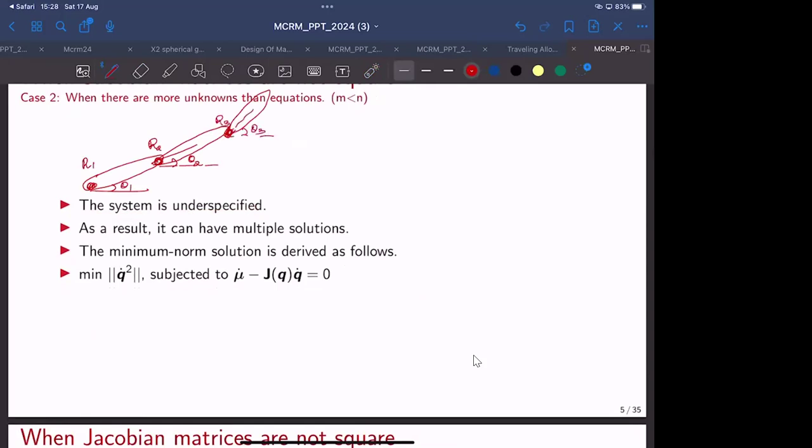This would be R3. And suppose you only need to control two variables, x and y, on the Cartesian space, but you have three variables. So how would the forward differential kinematics look like? Mu dot would be J of Q times Q dot, and mu dot is a 2x1 matrix, Q dot is a 3x1 matrix, and the Jacobian would be a 2x3 matrix.